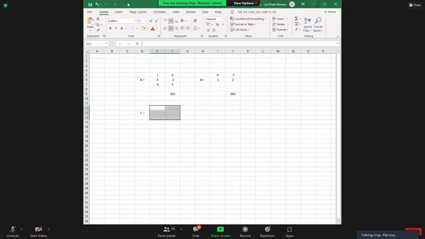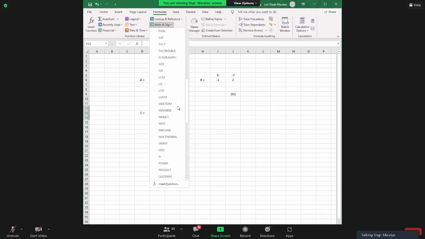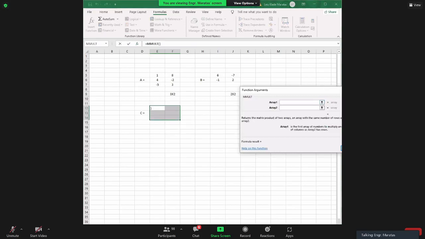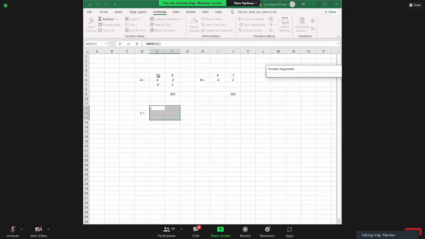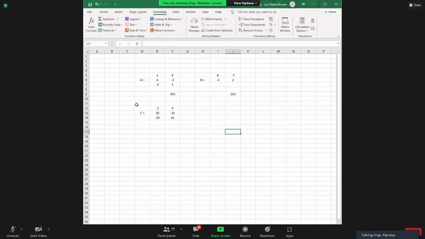So to perform multiplication, you simply go to formulas, mathematics, then you go to MMULT. Are you still with me? Were you able to follow? So MMULT, array. Remember a matrix is an array of numbers. So matrix 1 or array 1 is this one, then you go to array number 2. Then you press Control Shift Enter so the whole elements are displayed there. Control Shift Enter. So this is the answer.